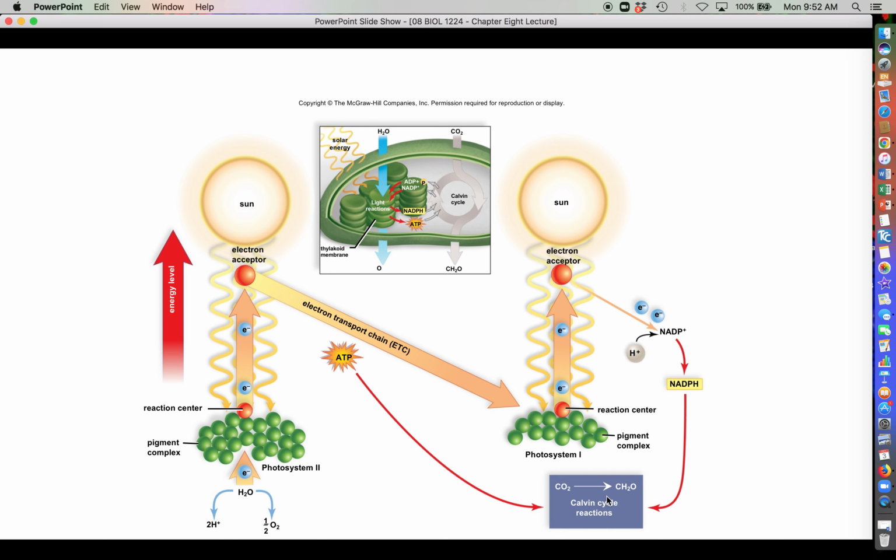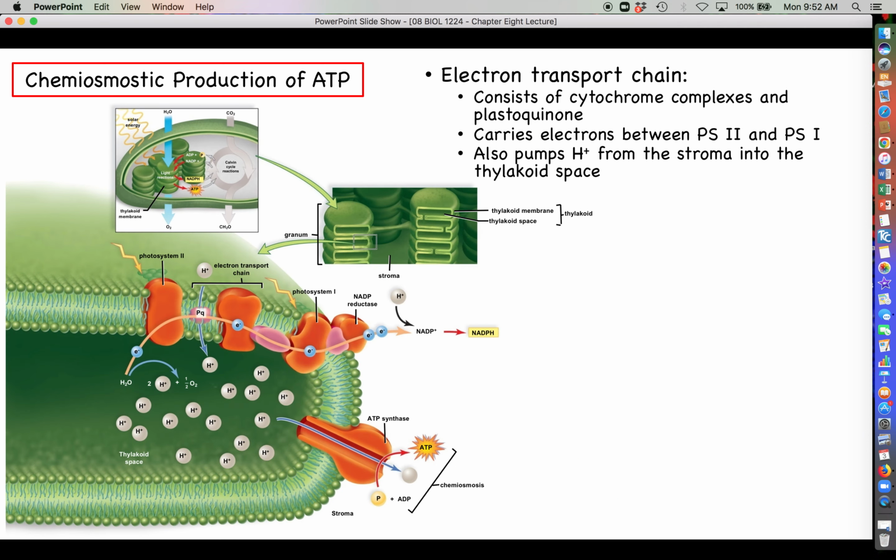the Calvin cycle reactions. So here you can actually see, if you don't quite remember everything from cellular respiration, we'll give you an idea of everything that's happening here, including the electron transport chain. Just like we saw in mitochondria, this is going to consist of cytochrome complexes and iron-containing proteins. One we haven't seen before is called plastoquinone, but that's just another mobile electron carrier that serves a very, very similar function to the ubiquinone that we saw in the mitochondria.